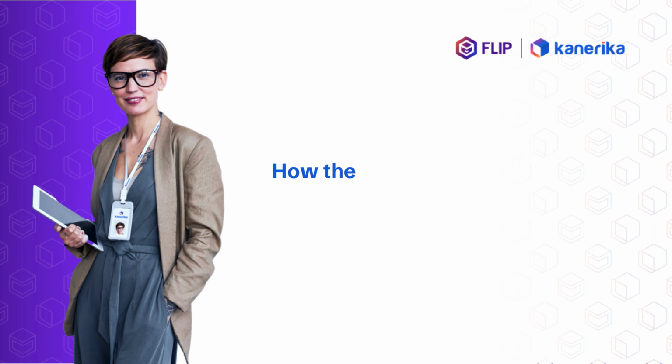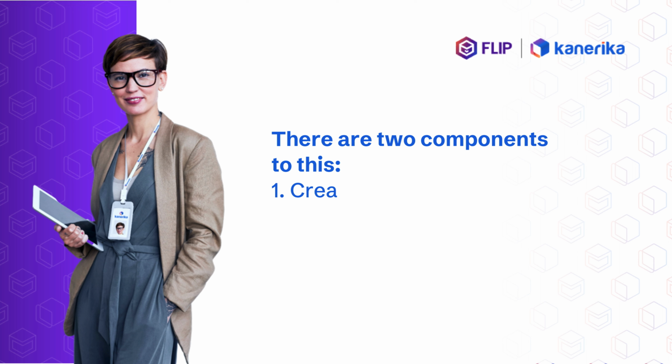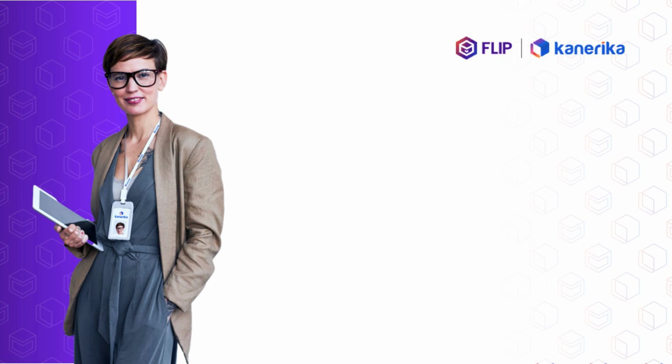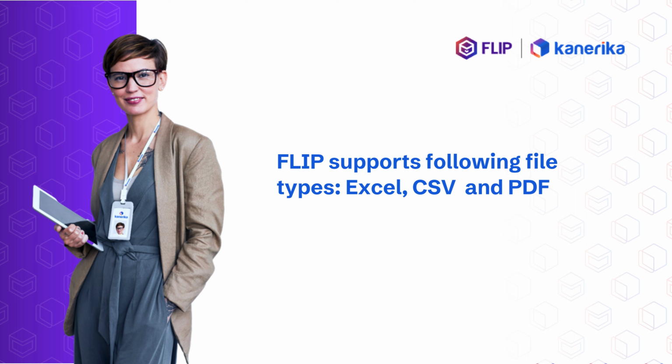Today, we'll walk you through how the data pipeline works. There are two components to this. 1. Creating the data pipeline. 2. Processing files through the created pipeline. Flip supports the following file types: Excel, CSV, and PDF.